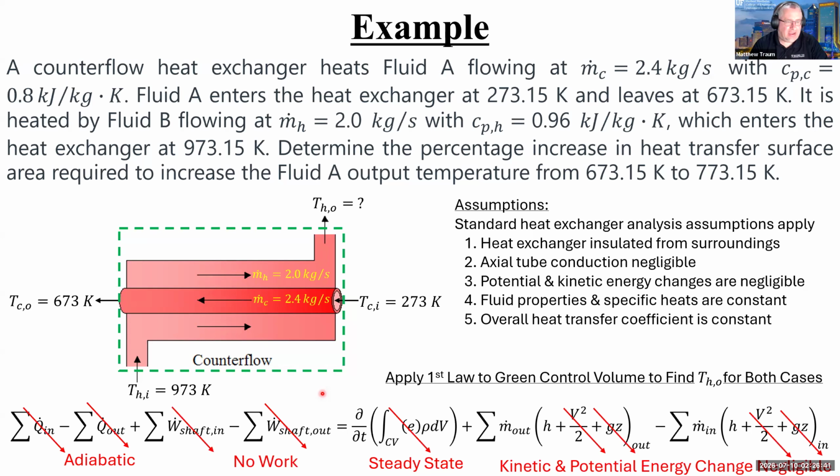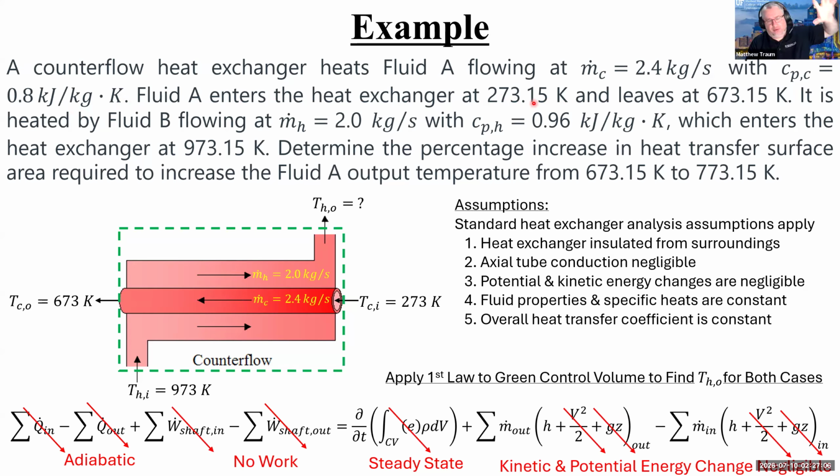Okay, so we have a counterflow heat exchanger which heats fluid A. Fluid A happens to be the cold fluid, and it's flowing at 2.4 kilograms per second. It has a specific heat capacity of 0.8 kilojoules per kilogram Kelvin. And fluid A enters the heat exchanger at 0 Celsius or 273 Kelvin.